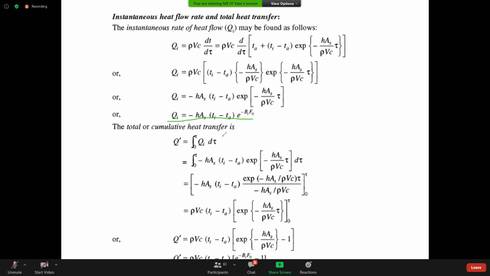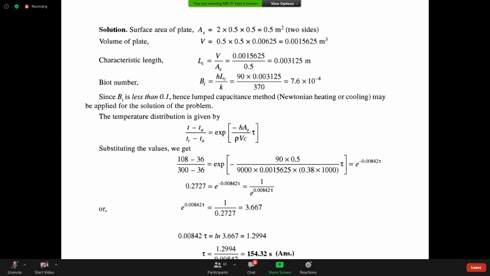Total or cumulative heat transfer: if you integrate this instantaneous heat transfer from 0 to tau with respect to d tau, you will get the cumulative heat transfer. After obtaining the instantaneous heat transfer only, you can get it, because you need to integrate with respect to this. This is a simple derivation. There is not much concept involved here. It is simple mathematics, the habit of doing simplification. So this is the thing.